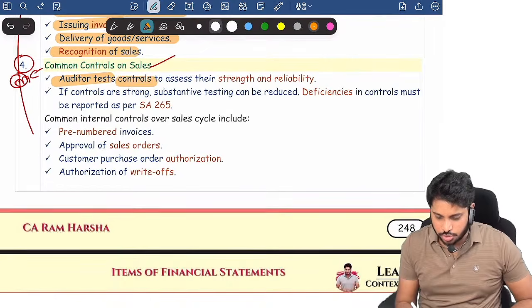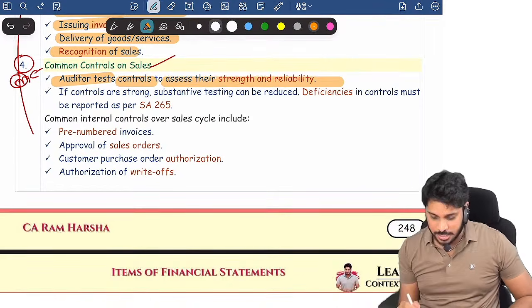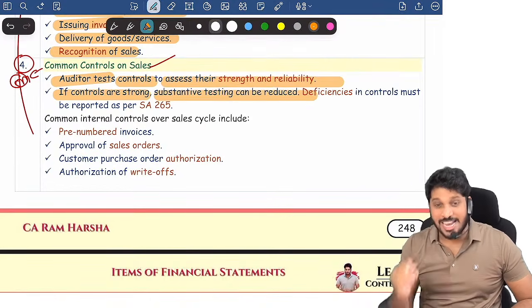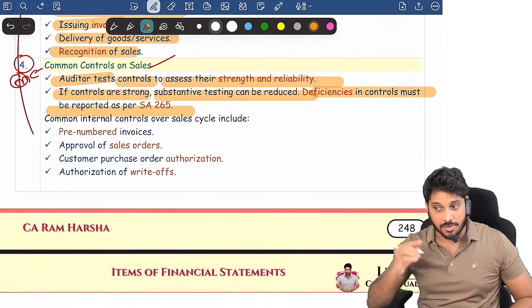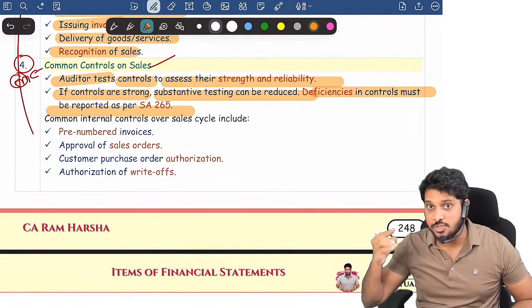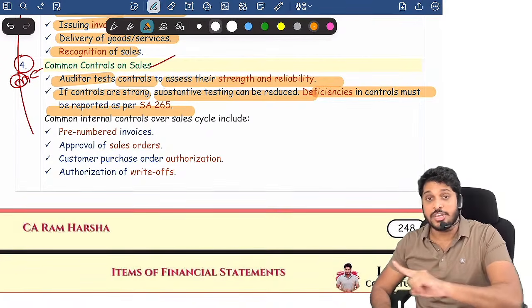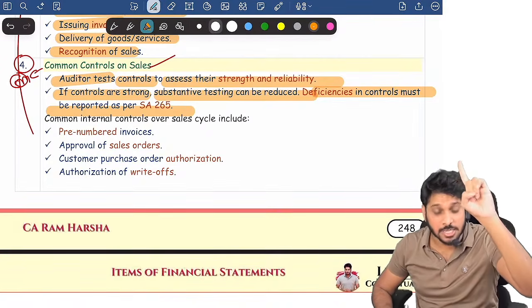The auditor tests controls to assess their strength and reliability. If controls are strong, substantive testing can be reduced. Deficiencies in controls must be reported. Remember, when you are checking internal controls, if you identify any deficiencies, you have to communicate them to top management as per SA 265.